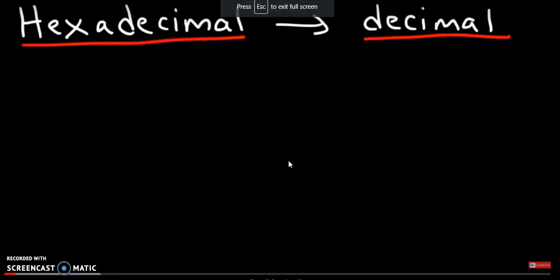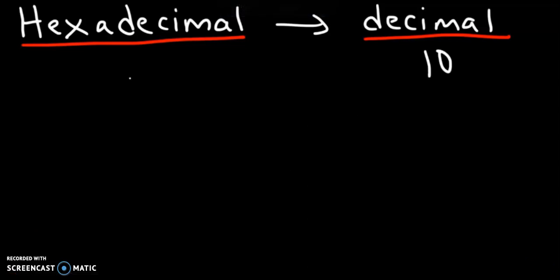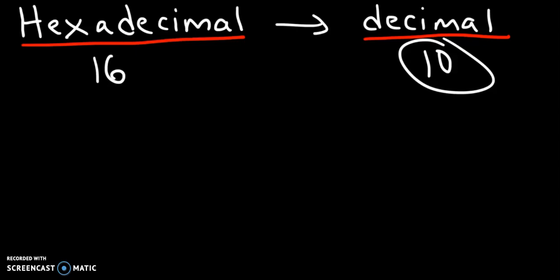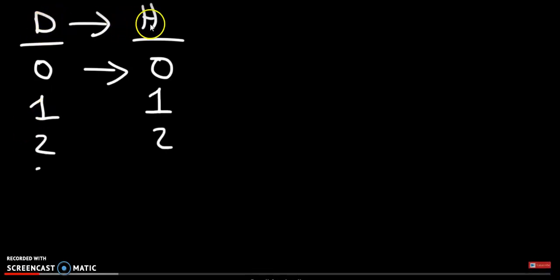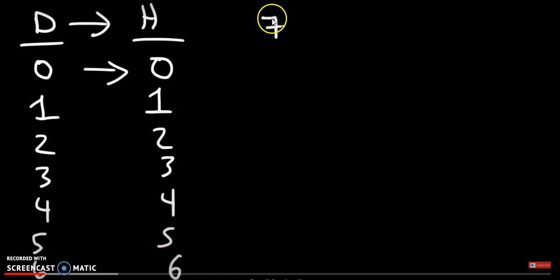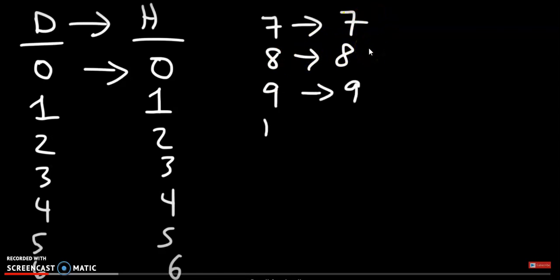In this regard, the hexadecimal digits are 16 digits. The decimal digits are 10 digits, that is 0 to 9. So hexadecimal are total 16, decimal are 10 digits. Decimal 0 is also indicating 0 in the hexadecimal. D means decimal, H means hexadecimal. So 2 means 2, 3 means 3, 4 means 4, 5 means 5, 6 means 6, and also decimal 7 means hexadecimal 7, decimal 8 means hexadecimal 8, 9 means 9, and also after that 10.